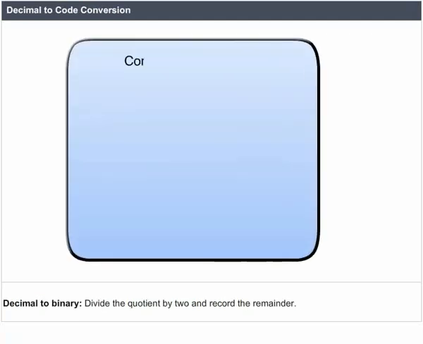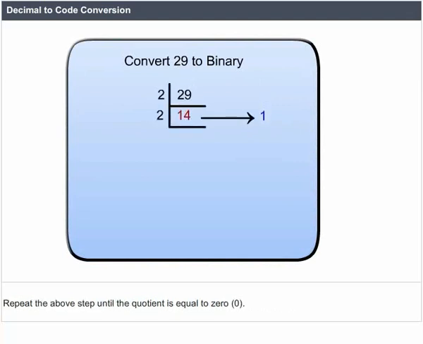Decimal to code conversion. Decimal to binary. Divide the quotient by 2 and record the remainder. Repeat the above step until the quotient is equal to 0.